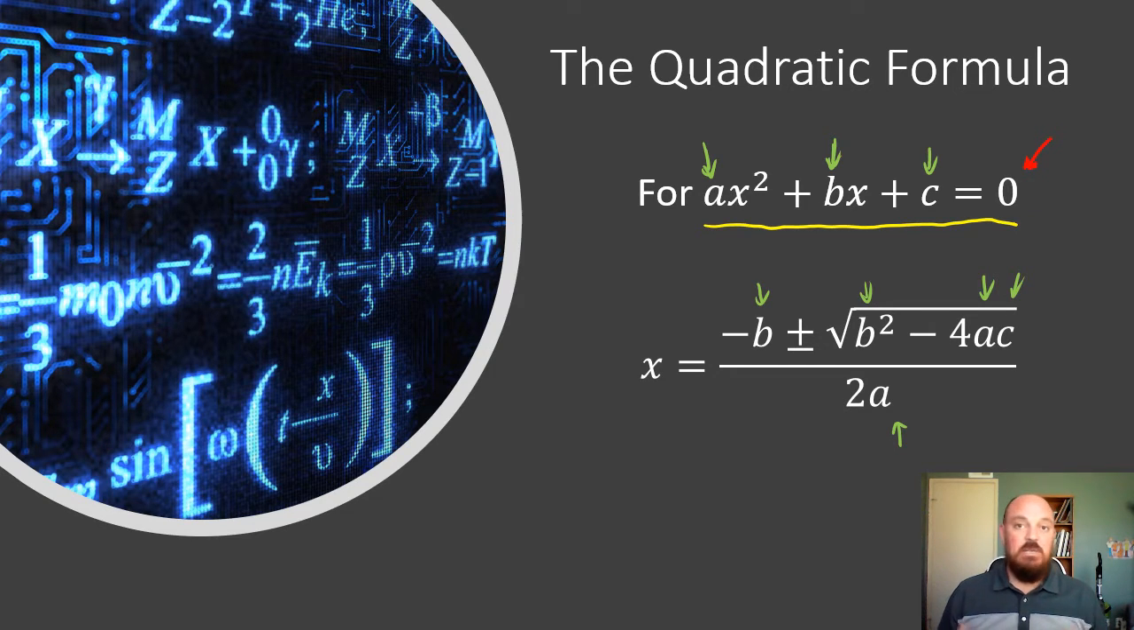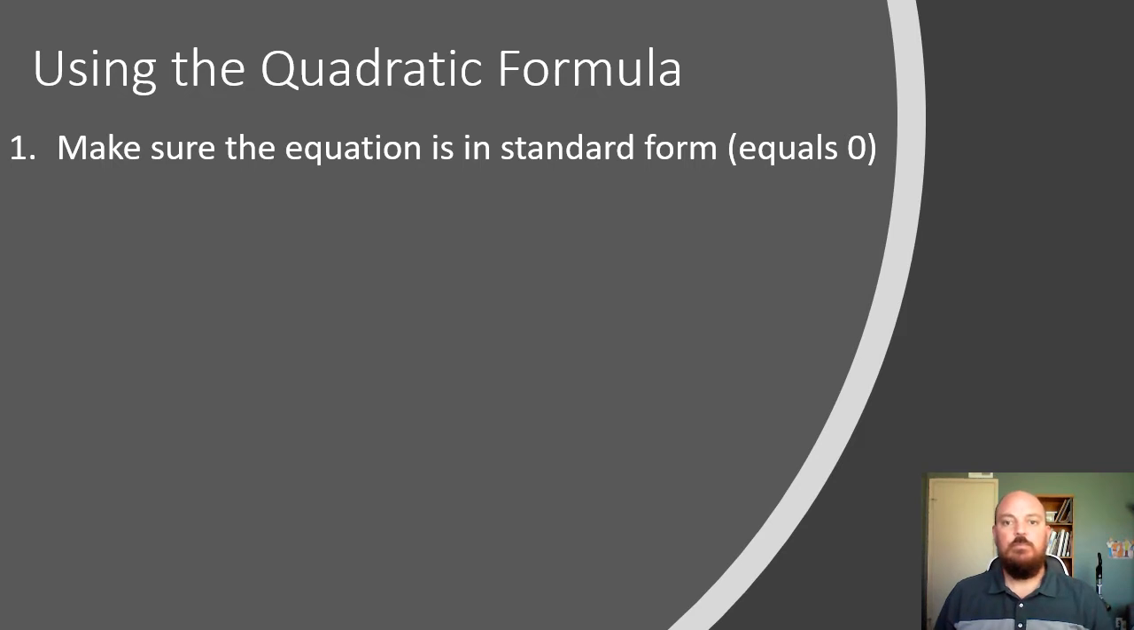All right, now it is a big messy formula. You have to be careful with it. So here are some steps that will help you use it. Step 1, make sure the equation is in standard form. And I put in parentheses, make sure it's equal to 0, just like when we were solving by factoring. If you want to solve a quadratic, before you think about whether you want to factor or use the quadratic formula, before you do any of that, always make it equal to 0.